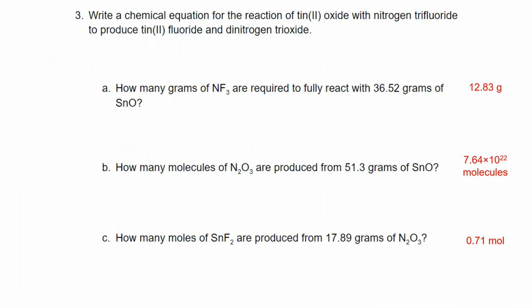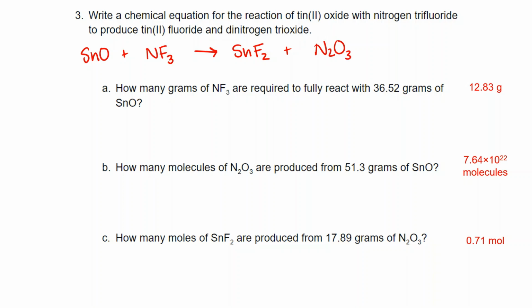So in question 3, we need to write a chemical equation. I've got tin(II) oxide, so that's SnO, reacting with nitrogen trifluoride to produce tin(II) fluoride and dinitrogen trioxide. So this equation isn't balanced.